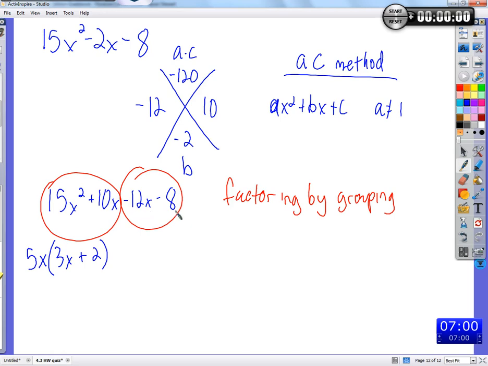What do these two have in common? Negative 4. Very good. Negative 4. If the first one's negative, I like to make the thing that I factor out a negative thing. Okay. Negative 4, and we get, big surprise, 3x plus 2. I've seen this before. Yeah, I've done this before. Yep. That's good.